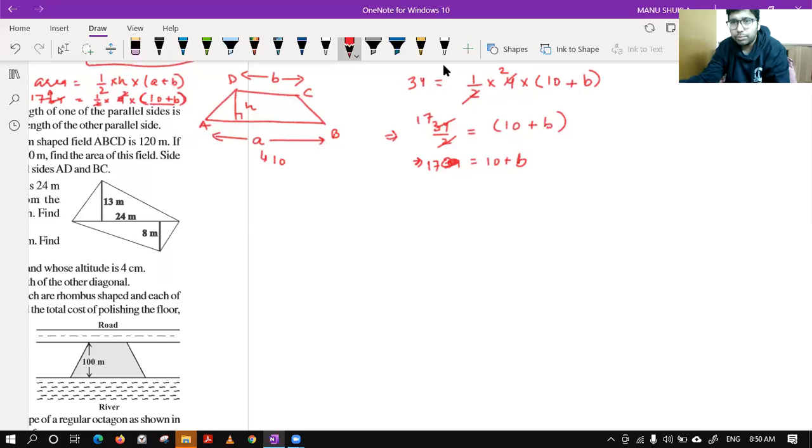10 plus b. Finally, isolate the b. 17 minus 10. Answer is b is equal to 7. So we have got the other side as 7.